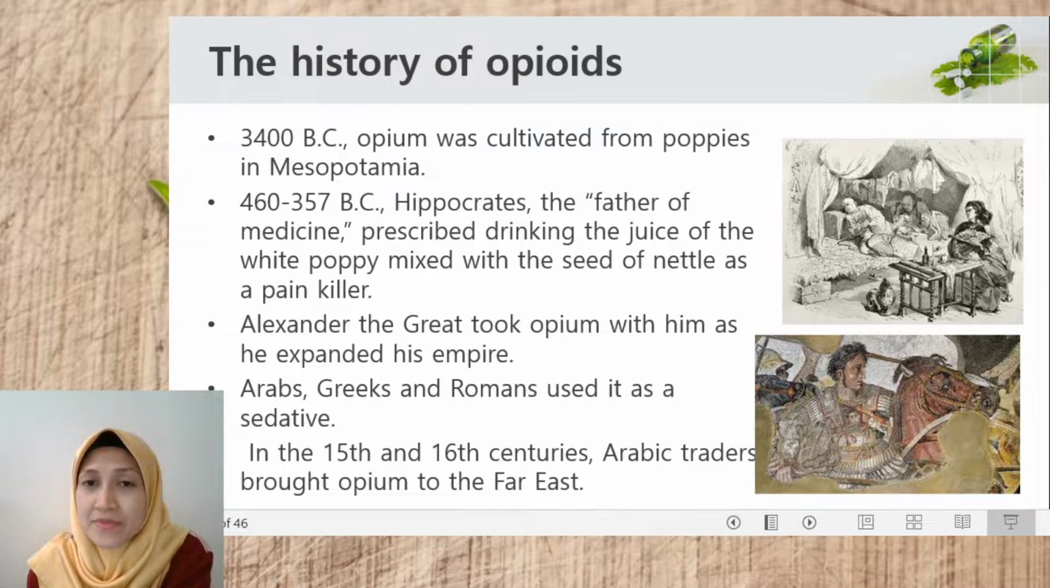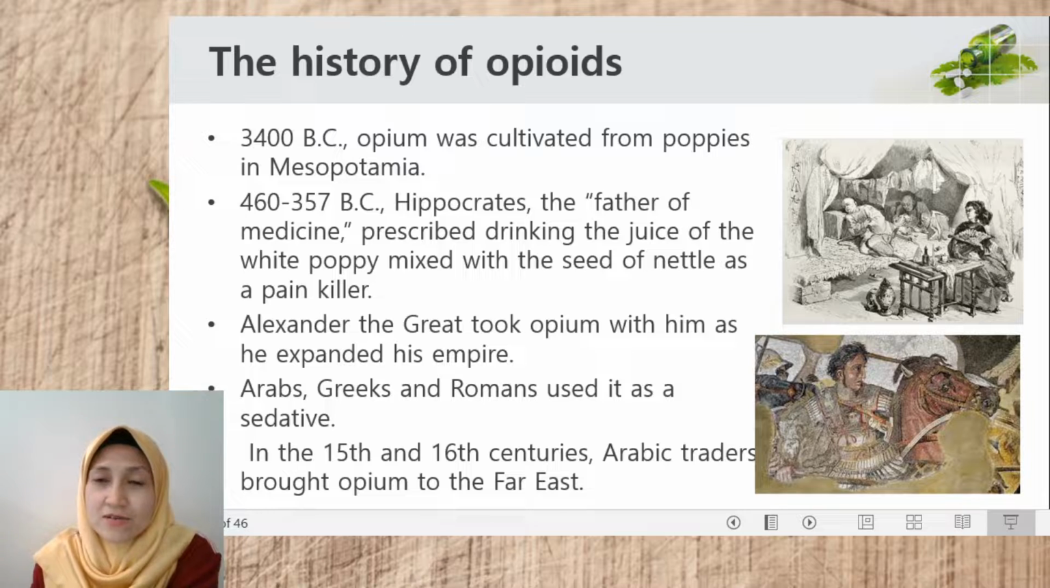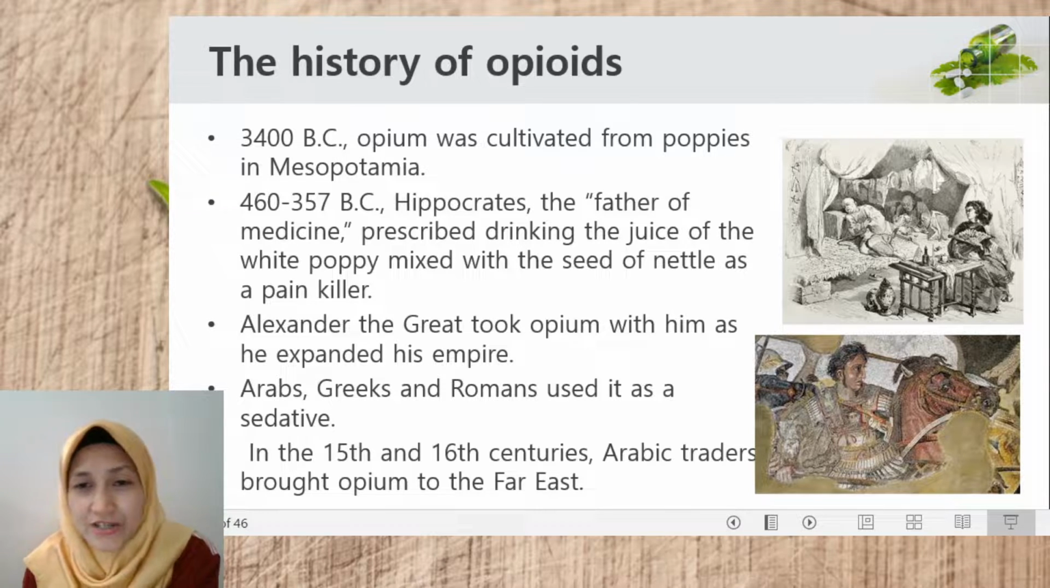Okay. So, a little bit of history of opioids. In 2400 BC, opium was cultivated from poppy plants in Mesopotamia, so it originated in Mesopotamia. Then Hippocrates, the father of medicine, found out about this, and he prescribed the juice of white poppy mixed with the seed of nettle as painkillers. So Hippocrates had already been using opiates as a pain relief medication.